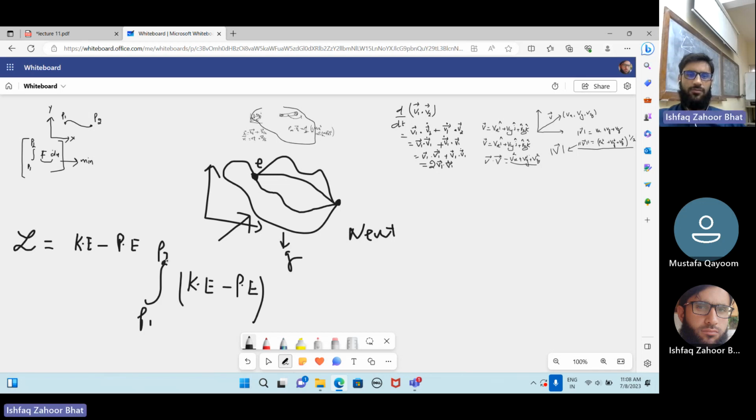From P1 to P2. The integral of the path gives us the minimum value, and that path is the path followed by this electron or the particle. But this integral is not easy to calculate, and we don't know what the path is and other things.